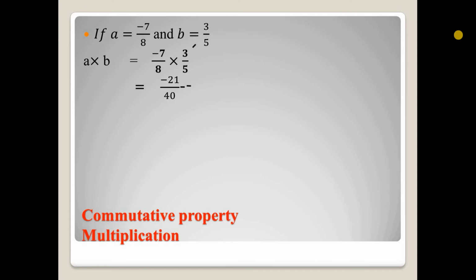Okay. So multiply பண்ணும்போது கவனமா இருக்கணும். Plus into minus, minus. 7 3s are 21. 8 5s are 40. இப்போ நம்ம கண்டுபிடிச்சது A into B. So this is the first equation. Now we are going to see B into A. So அதை எப்படி செய்யலாம்?